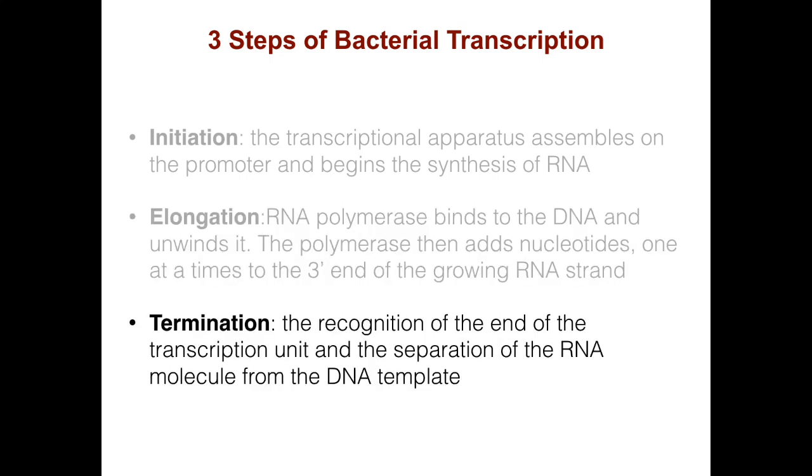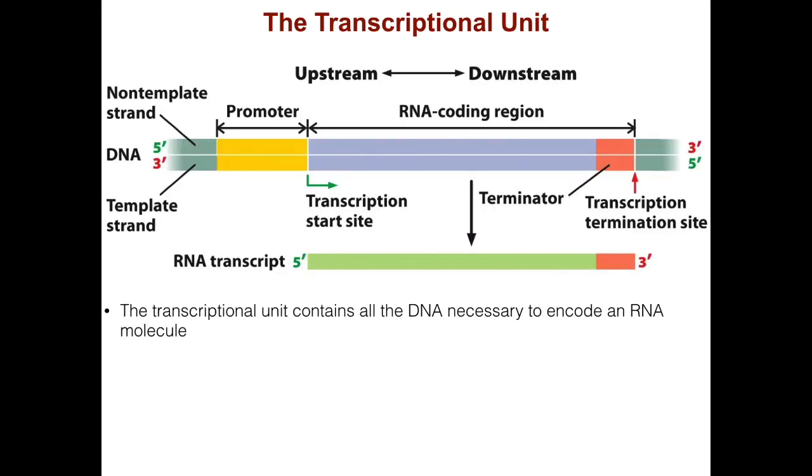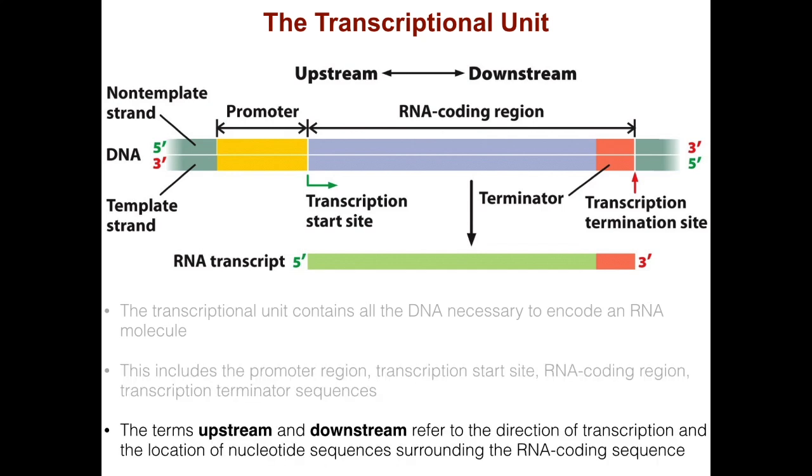Termination. The recognition of the end of the transcriptional unit and the separation of the RNA molecule from the DNA template. The transcriptional unit contains all the DNA necessary to encode an RNA molecule. This includes the promoter region, the transcription start site, the RNA coding region, and transcription terminator sequences. The terms upstream and downstream refer to the direction of transcription and the location of nucleotide sequences surrounding the RNA coding sequence.